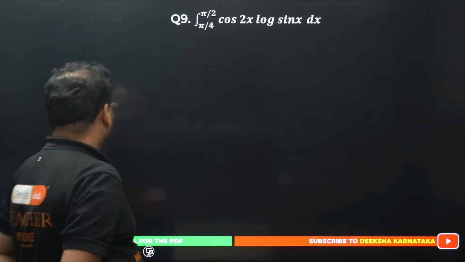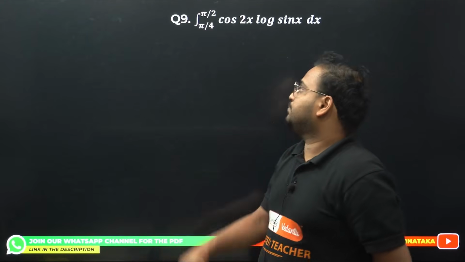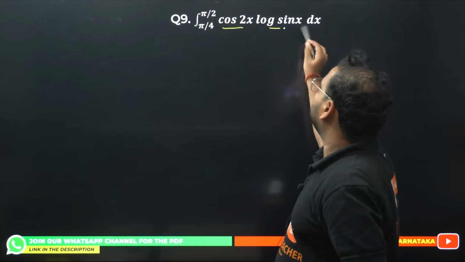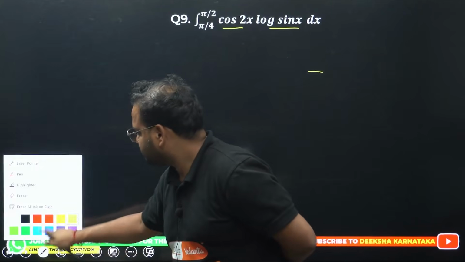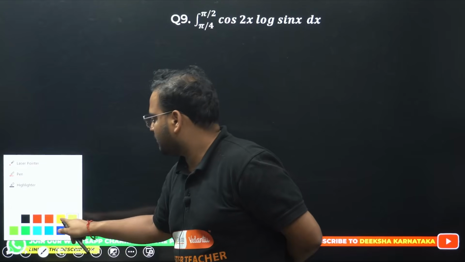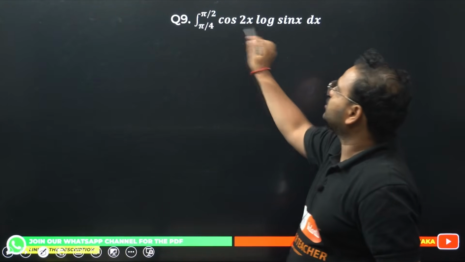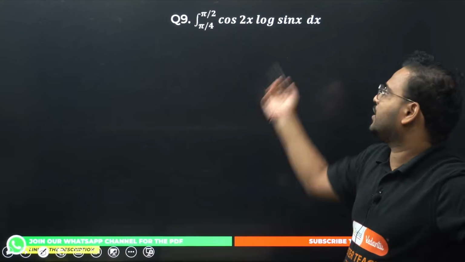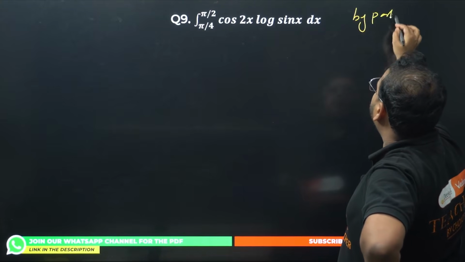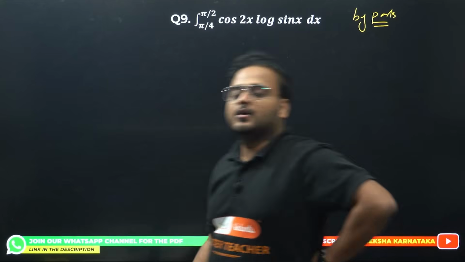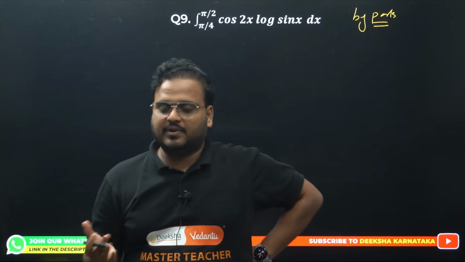Question number 9 now. Cos 2x log of sin x. Superb question. How to solve this? Of course we're going to use by parts here. So there the question becomes sometimes tricky. Not tricky, actually lengthier, if I want to say that.